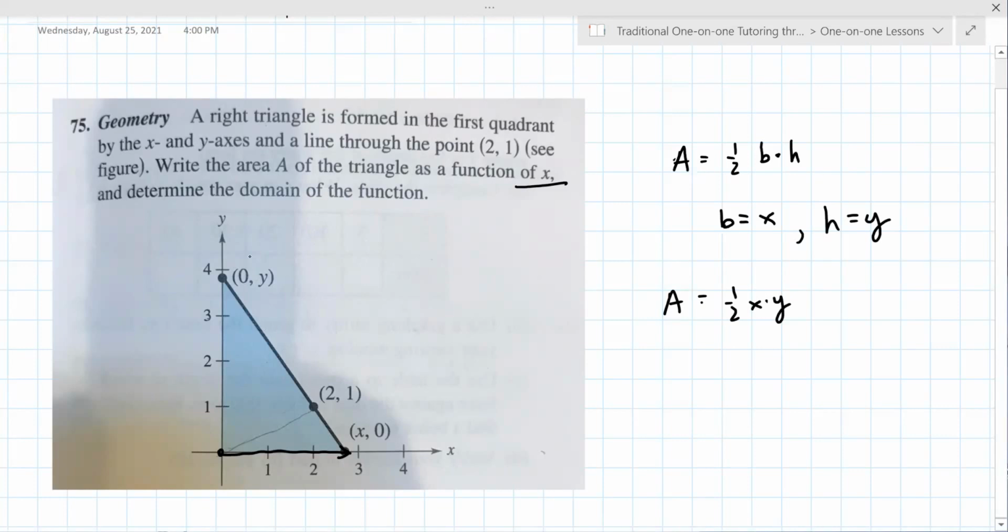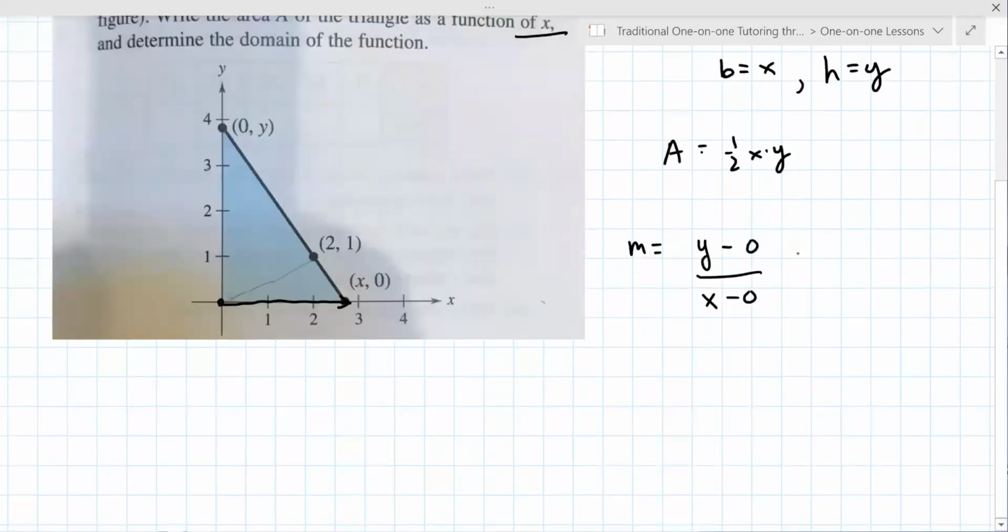Any idea how to do that, guys? All right, slope formula. We can just use these 2 points. So the slope is y minus 0 over x minus 0. You might not think that helps, but it does. So our slope is y over x, so y equals y over x times x plus b, which happens to be y here.